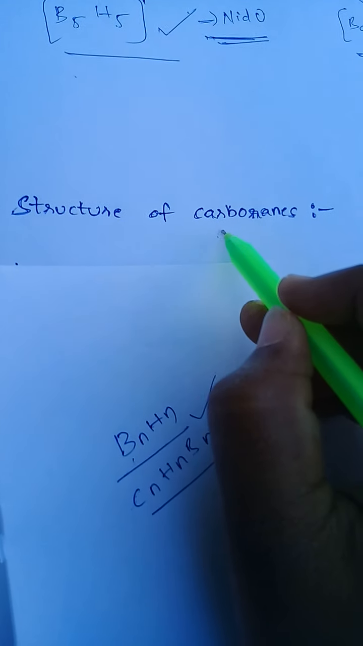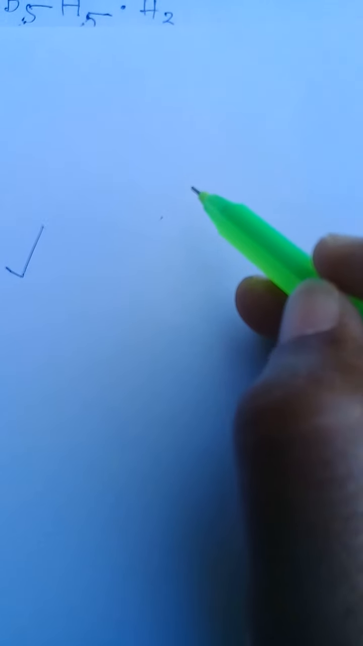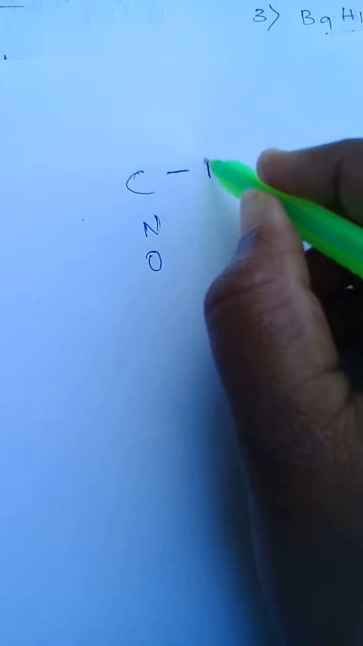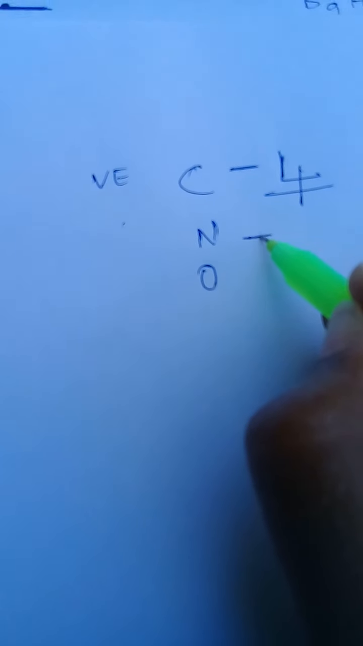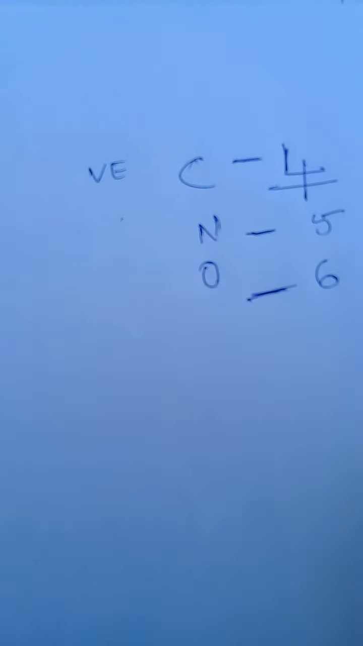Next, structure for carboranes. Suppose for carbon, nitrogen, oxygen, valence electrons for carbon 4, and valence electrons for nitrogen 5, and for oxygen 6.